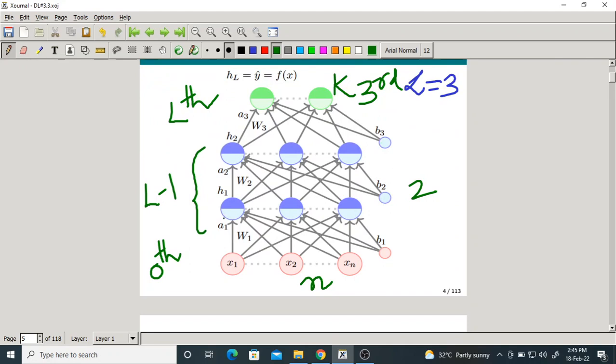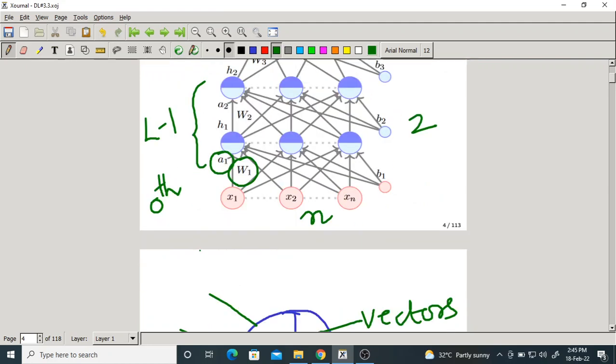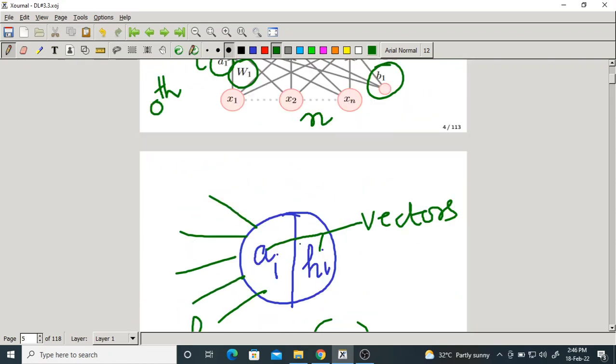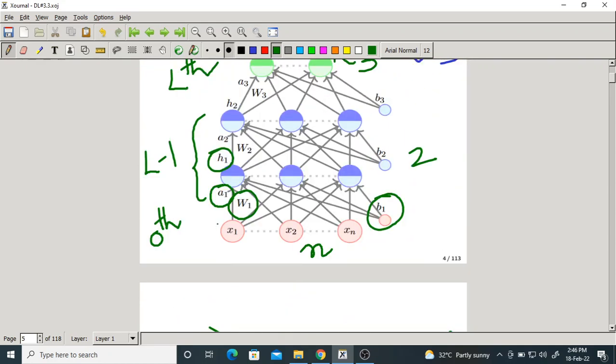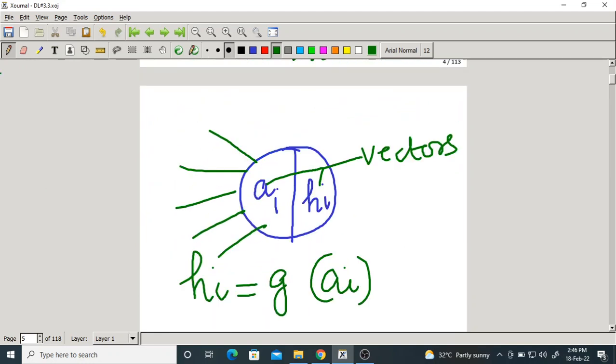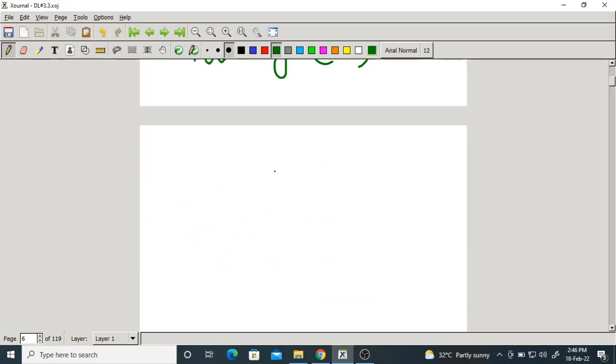Now here a1 and W1: W1 is the weight, a1 is the pre-activation, h1 is the activation, b1 is the bias vector. Let us write the dimensions. What is the dimension of x? That is the input vector, N. So what is the dimension of a1? If there are 3 layers, what are the dimensions of a1, a2?